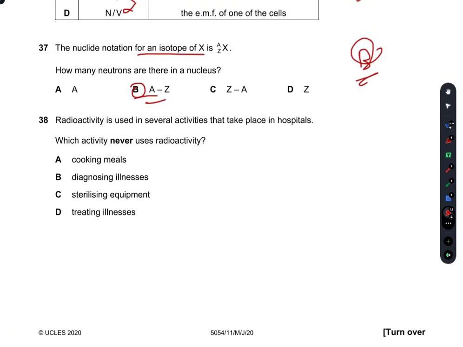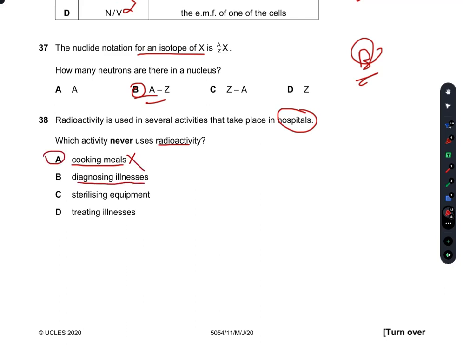Radioactivity is used in several activities that take place in hospitals. Which activity never uses radioactivity? So the environment is the hospital here. Why would cooking meals require radioactivity? Why would this involve radioactivity? It means A is the right answer.